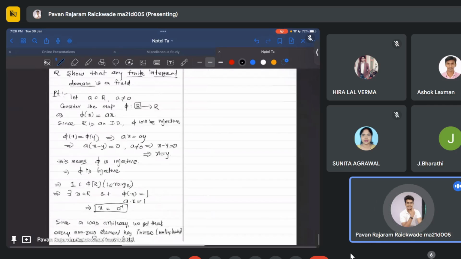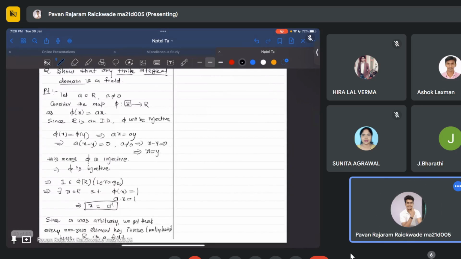Okay, any doubt in this? This is a very good proving technique. If you have any doubt, you can ask. Okay, if no doubt, we'll go ahead.